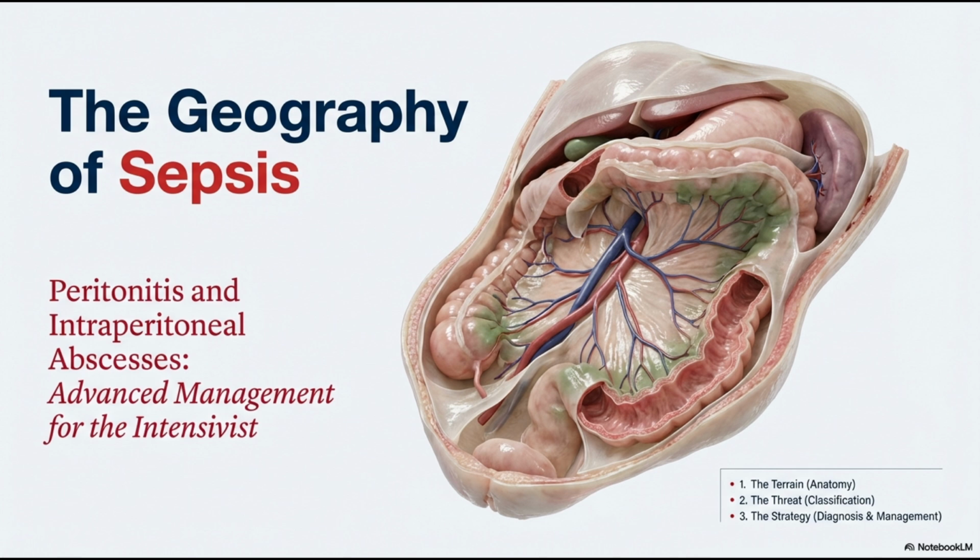And we need to be specific. Generalities don't save septic patients. We have to talk about fluid dynamics, about specific ligaments that act as barriers, and the exact criteria for when a drain has failed. Correct. We are going to parse this sentence by sentence if we have to.